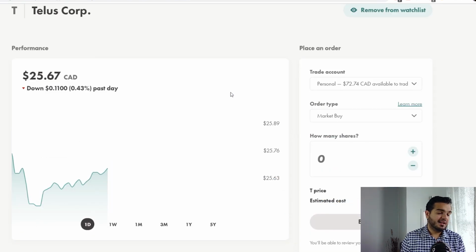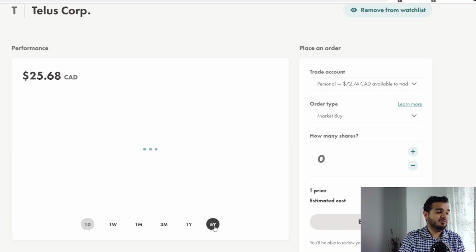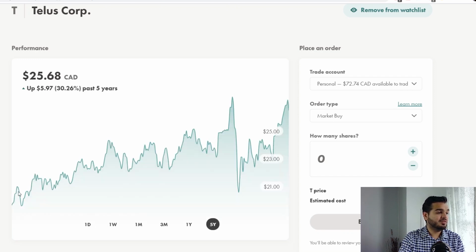So why TELUS? TELUS, Bell, and Rogers pretty much control the entire Canadian landscape when it comes to telecommunications. TELUS is also a dividend grower, and it has also seen capital appreciation along the way.